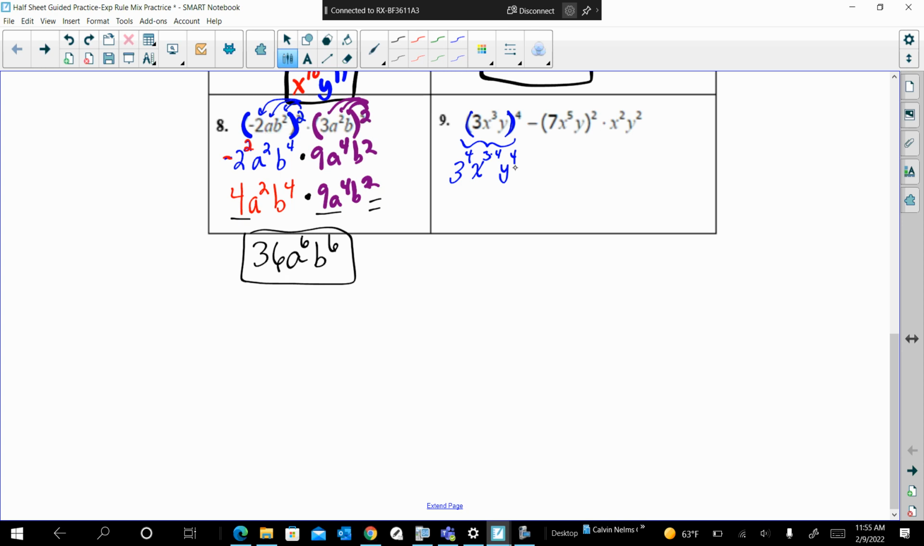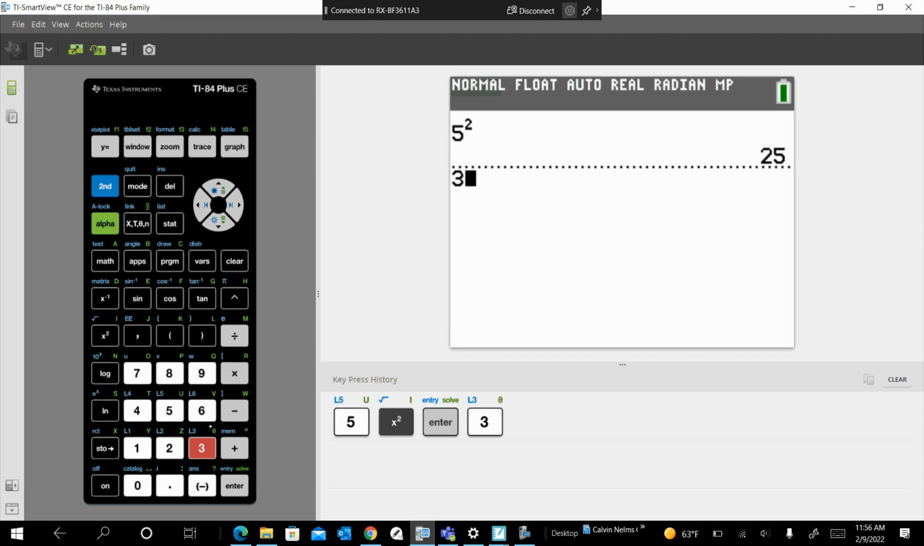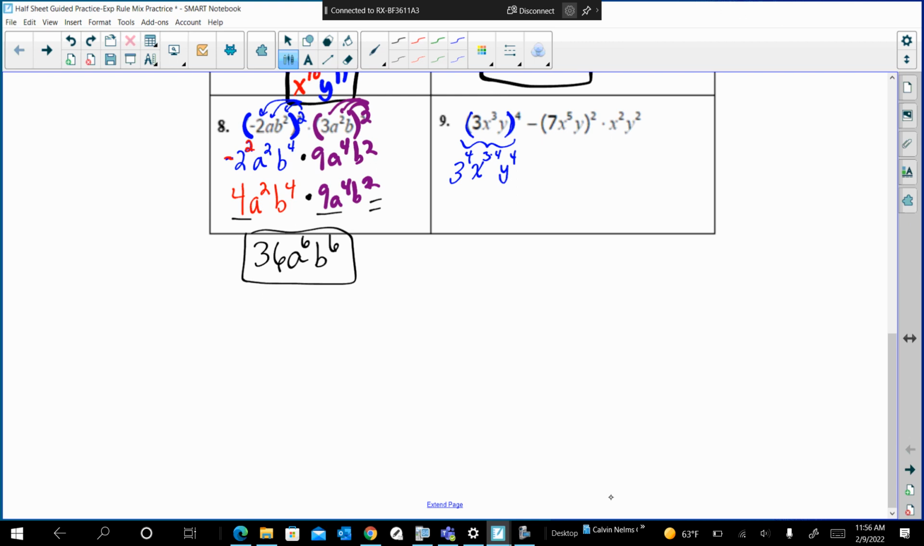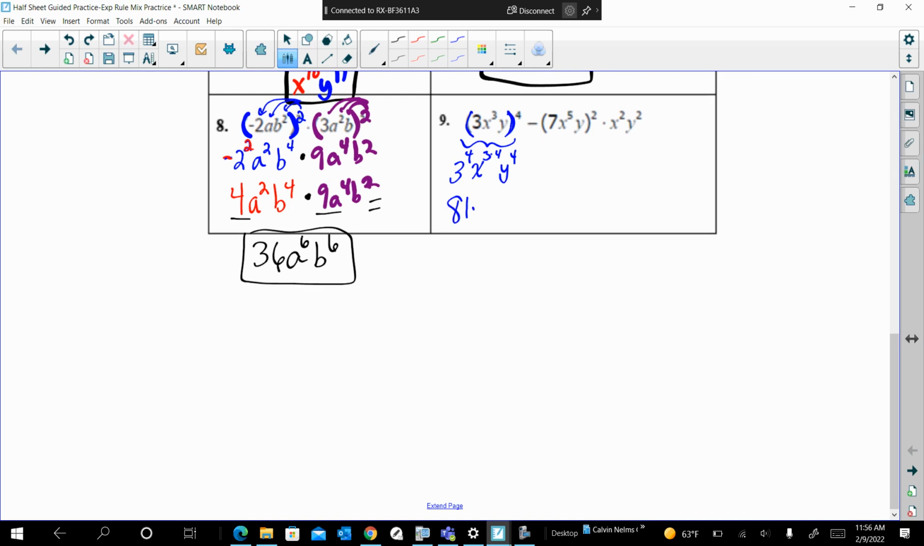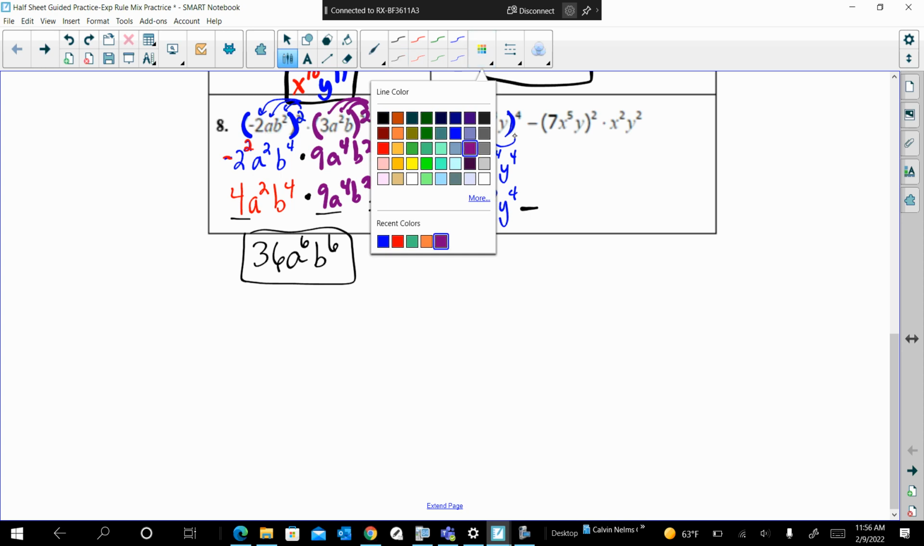What's 3 to the 4th power? 81. Some of you are multiplying 3 times 4 and doing 12. No, you have to raise it to that power, guys. I'm not expecting you to know that, so just put your exponent box. You're not multiplying the coefficient. You're only multiplying the exponents. So this should be 81 x to the 12th power y to the 4th. Then we had a minus, and we're going to do the next set of parentheses.